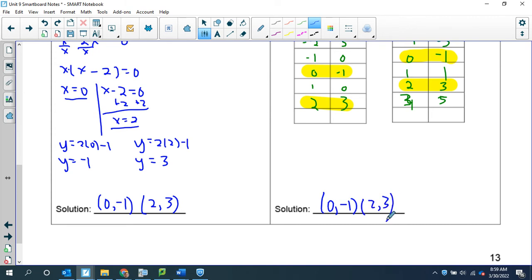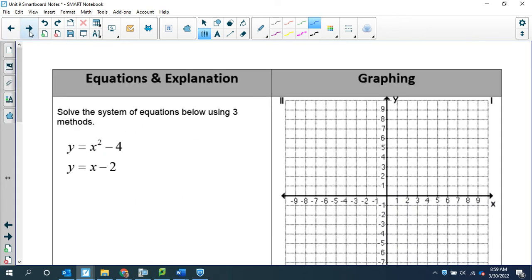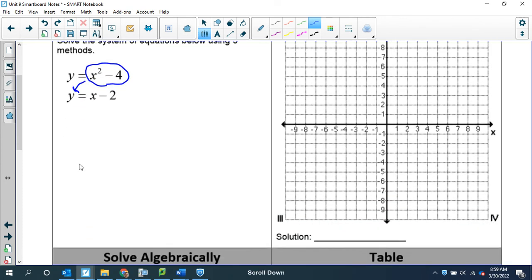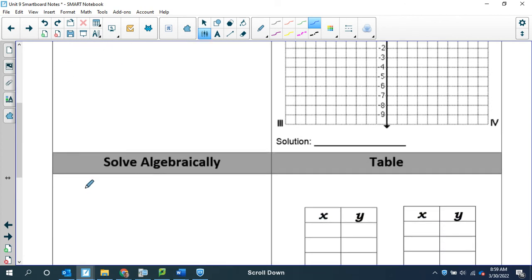Just want to get you set up for the next one as well. I'm not going to finish it all for you, but you can. For the next one, algebraically, again, they're both equal to each other, so I can take this x squared minus 4, which is equal to y, and put it in for y in the other equation. So that's what I'm going to do first.